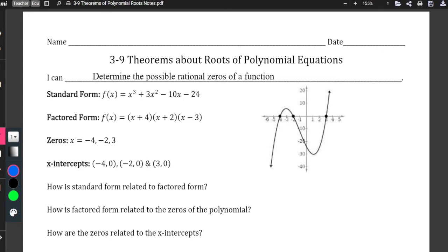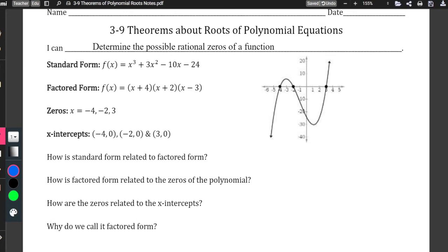So, minus 24. The factored form, we have x plus 4, x plus 2, and x minus 3. Because of that, our zeros are given to us with negative 4, negative 2, and 3. X-intercepts are negative 4, 0, negative 2, 0, and 3, 0. All stuff we can find.